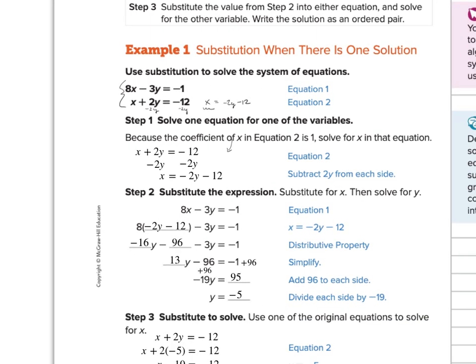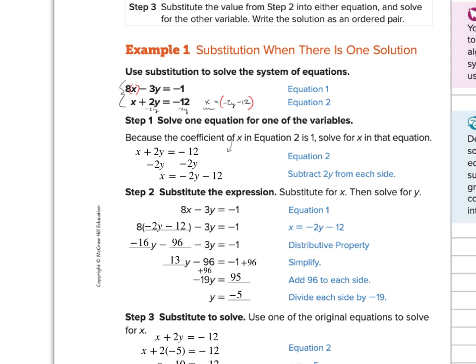Step two, they're saying go back, and where I had x, I am going to plug in that information because it is equivalent. It is equal. And that's what they did. They said, okay, we have 8x minus 3y equals negative 1, and x equals this, so therefore we can substitute it. Then they had to do the distributive property, so we ended up with negative 16y minus 96 minus 3y is equal to negative 1.